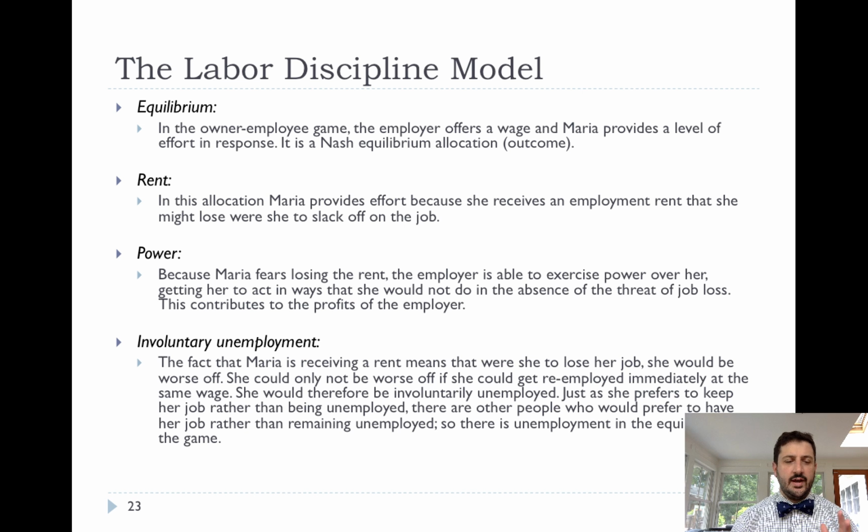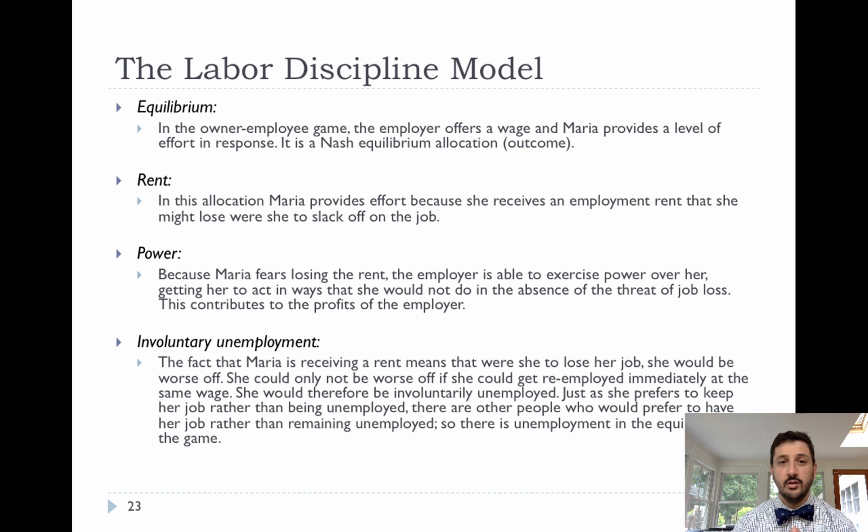This model, where we have the best response curve and the isoprofit curve, is sometimes called the labor discipline model, which I don't really like that much, but the idea is that the worker has something to lose by becoming unemployed, right? Which makes sense. If she didn't have anything to lose, then she wouldn't have the job. So there's this equilibrium. It's a Nash equilibrium. If you're not familiar with that term, don't worry about it too much.